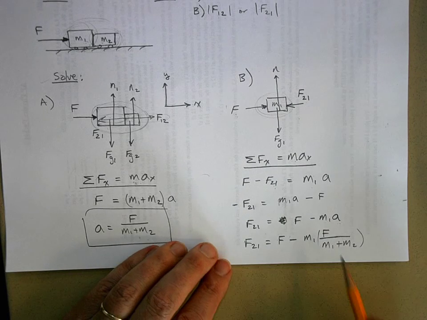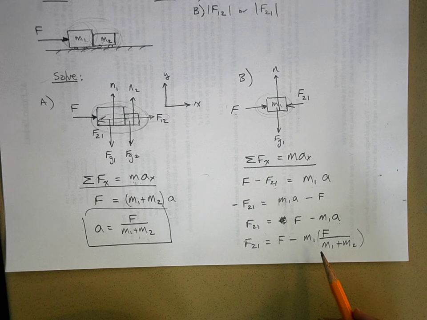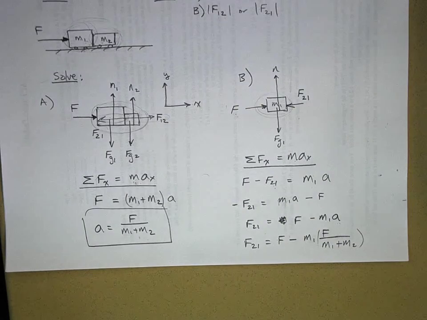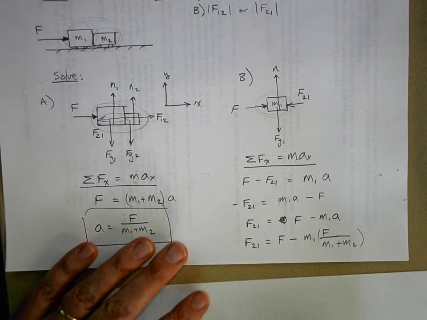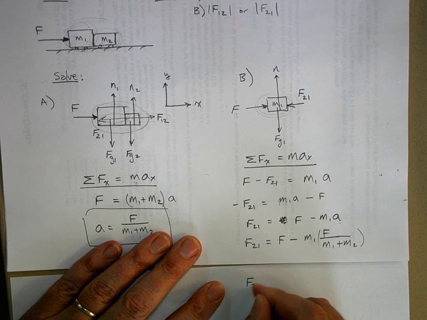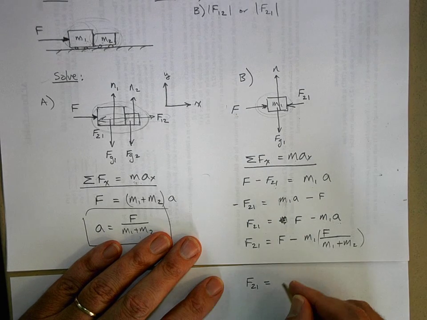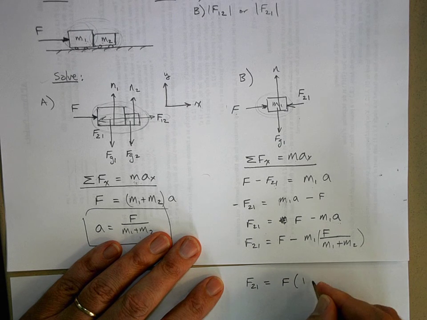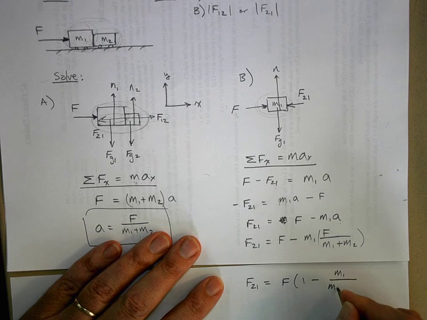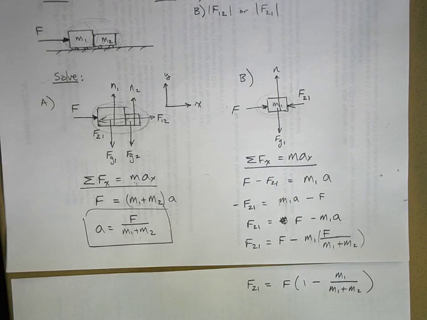So the force that 2 applies to 1, the contact force between these guys, is going to be equal to F times 1 minus M1 over M1 plus M2.